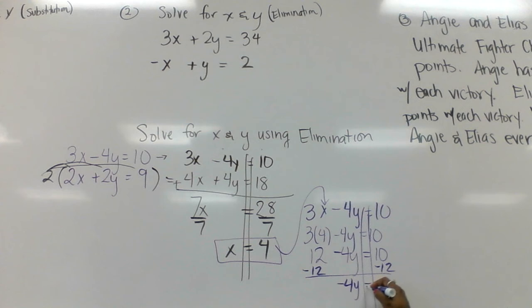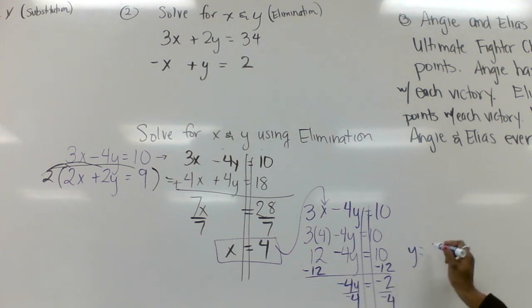Negative 4y equals negative 2. Divide by negative 4. And we're running out of space, so I'll write the answer here. Y equals negative 2 over negative 4, and that can reduce by negative 2. And our answer is y equals 1/2.